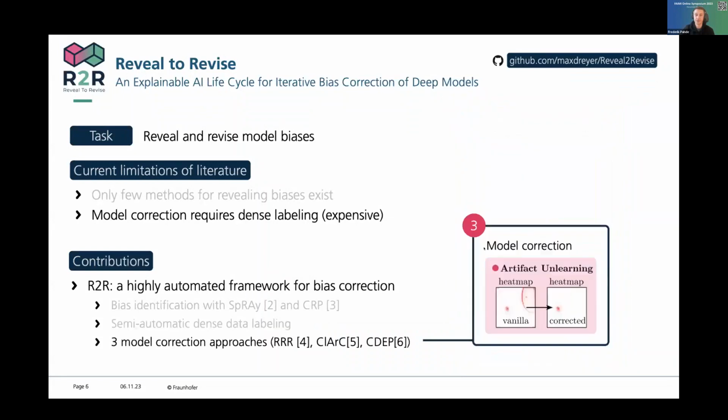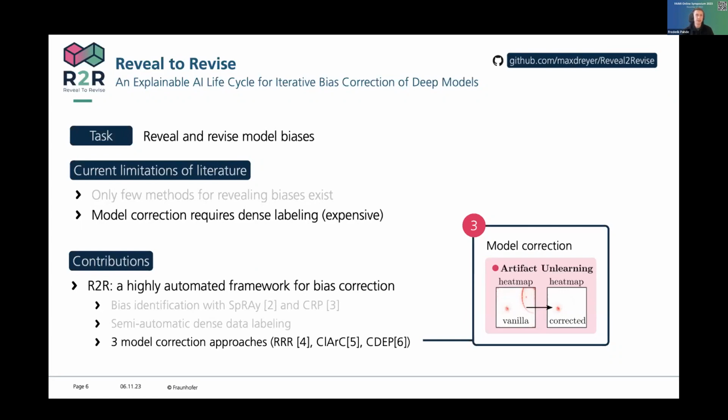Which brings us to the next step, the model correction itself. Here we use three existing methods for model correction. Those are Right for the Right Reason, Clarc, and CDEP. By the way, I have all the references at the end of this talk. So if you're interested in more details for those methods, just check out the literature at the end.